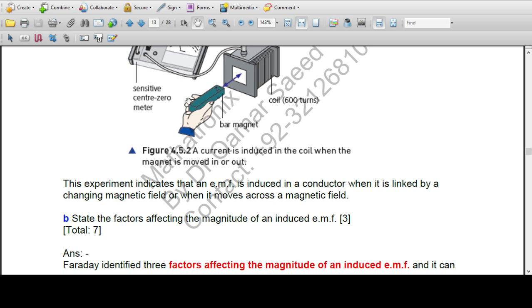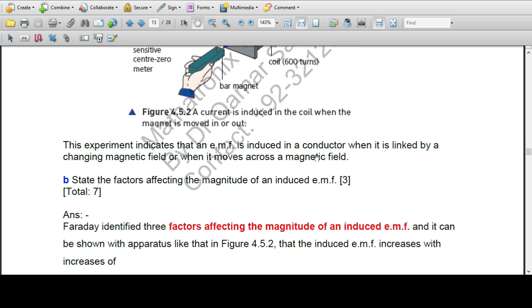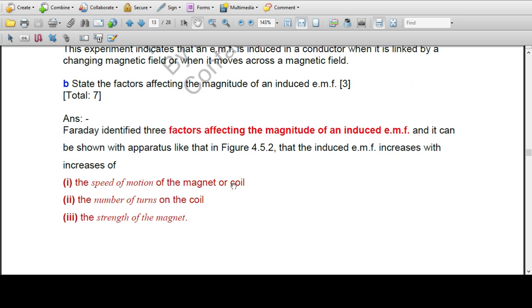How much field it carries. The strength of the magnet, the movement of the magnet or relative motion between the coil and the magnet, and the number of turns of the coil. So three factors: speed of the motion of the magnet or bar, relative motion, number of turns on the coil, and the strength of the magnet. So these three factors will increase the magnitude of the EMF.